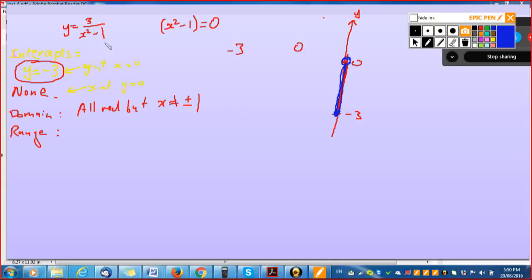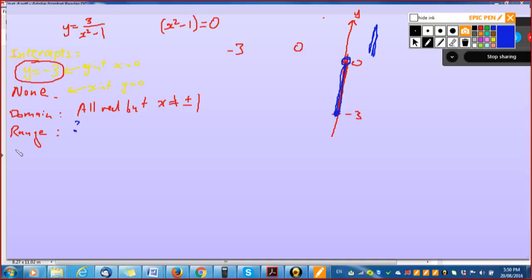If X equals 3, X squared equals 9. 9 minus 1 is 8. Oh yeah, you can. It'll be positive, won't it? So it looks like these values can happen. Okay, let's leave range for the time being. It might be a little bit harder than we just think, so we'll leave that for the time being.